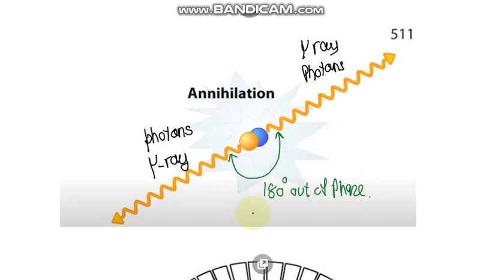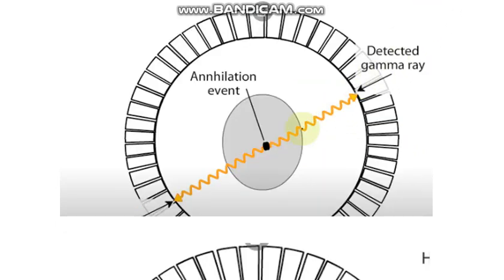The reason for the 180 degrees is that initially the electron and the beta positive particle had zero momentum. So in order to conserve momentum, the gamma ray photons travel 180 degrees apart. Do bear in mind that here mass is being converted to pure energy. The gamma rays which travel 180 degrees apart are detected by the gamma ray detector.